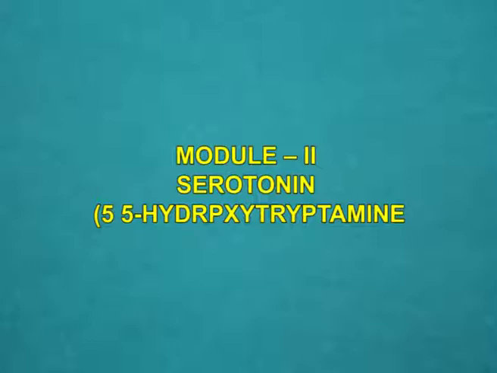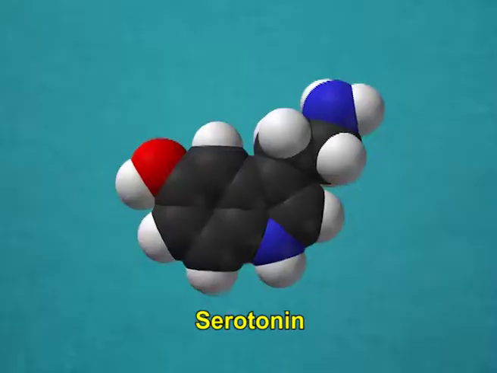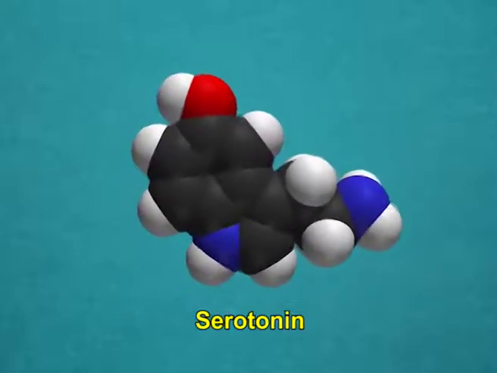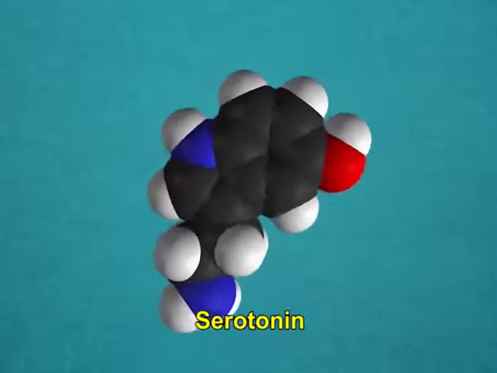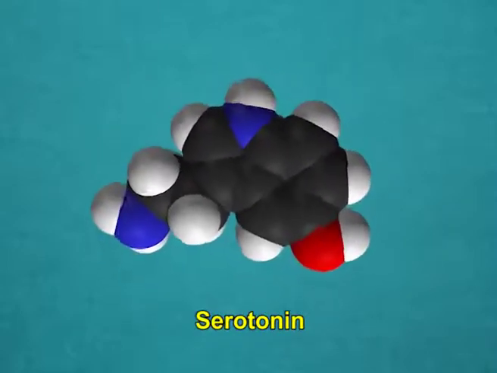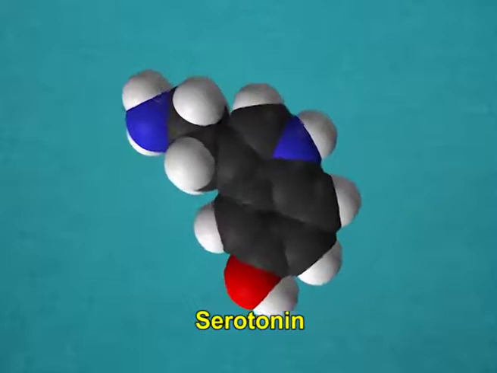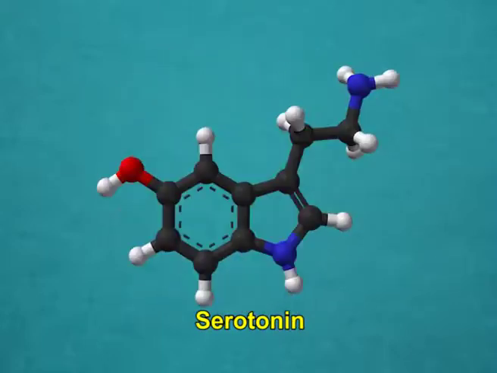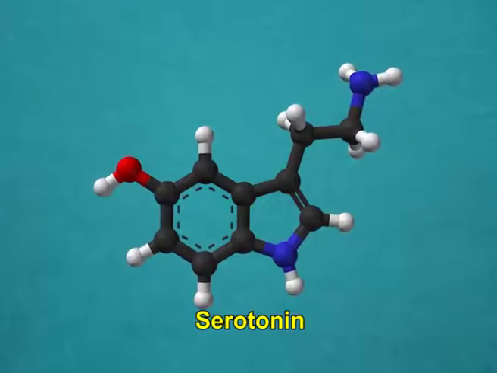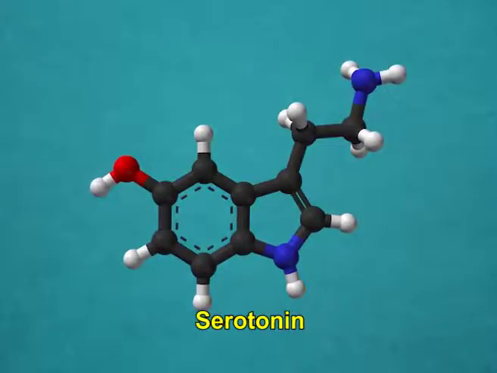Dear friends, now we will discuss module second, that is serotonin, also known as 5-hydroxytryptamine. Serotonin was the name given to the vasoconstrictor substance which appeared in the serum when blood clotted, and to the smooth muscle contracting substance present in the enterochromaffin cells of gut mucosa. In the early 1950s, both were shown to be 5-hydroxytryptamine, that is 5-HT.